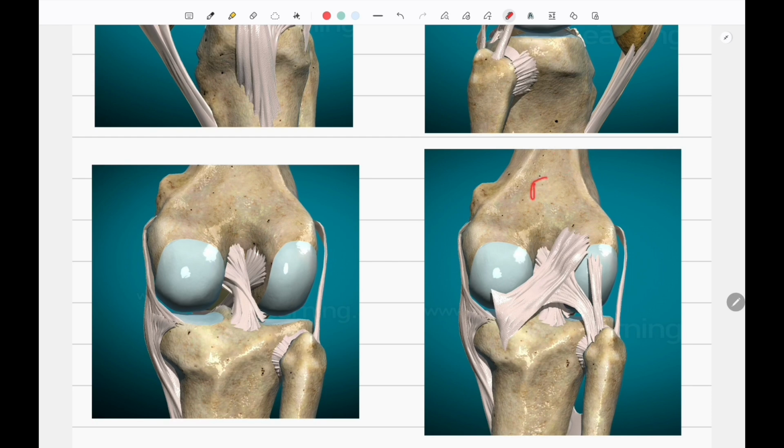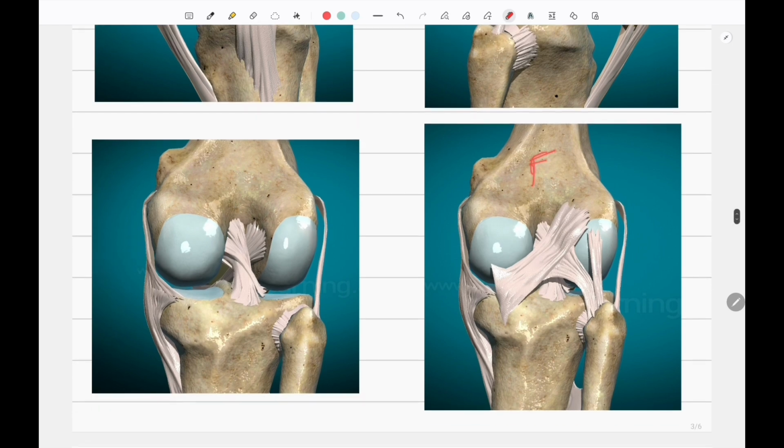Here is the femur bone, here is the tibia bone and the fibula. The point to remember here is the fibula is always lateral to the tibia bone. So this side is our lateral side and this side is the medial side. This is an oblique ligament which connects the lateral condyle of the femur to the medial condyle of the tibia.